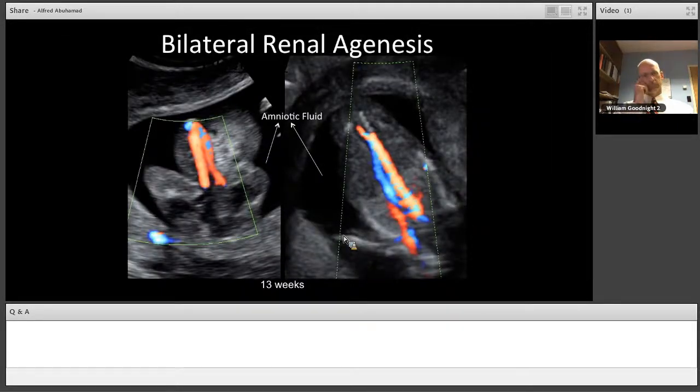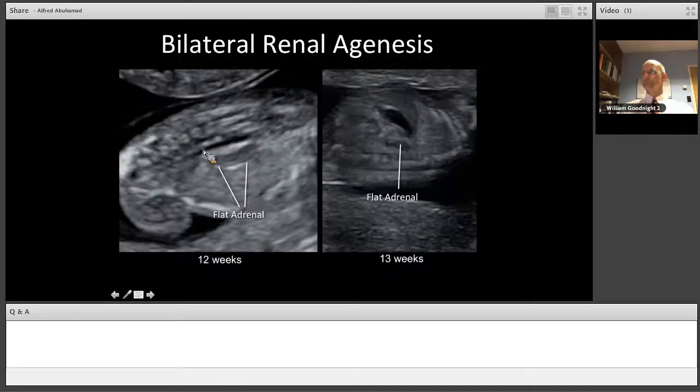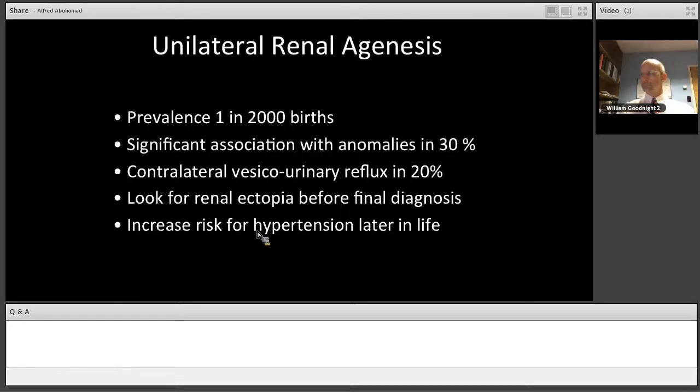In the first trimester, this is easily seen also, but there's associated normal amniotic fluid, remember. So here you see there's no bladder between the two umbilical arteries. And here's a flat adrenals. Again, these are present even early at 12 weeks in two fetuses with bilateral renal agenesis.